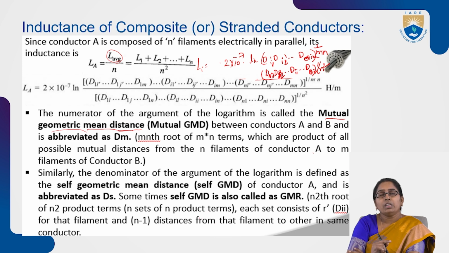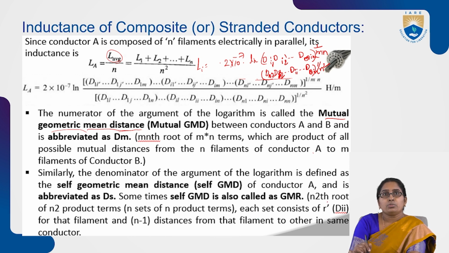That means only conductor A. That's why the name is also self GMD. It is denoted with DS, and see how it is defined. They're telling it is also sometimes called GMR, geometric mean radius. Anyway, how is it defined?